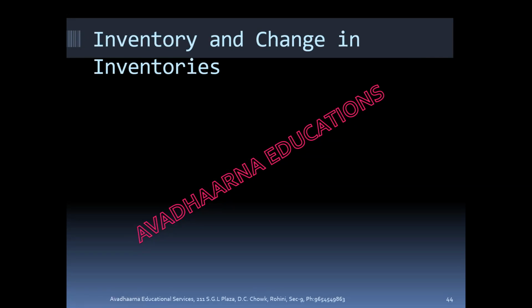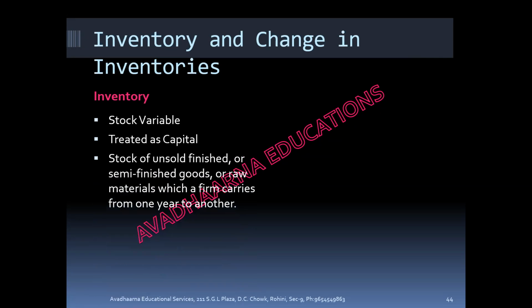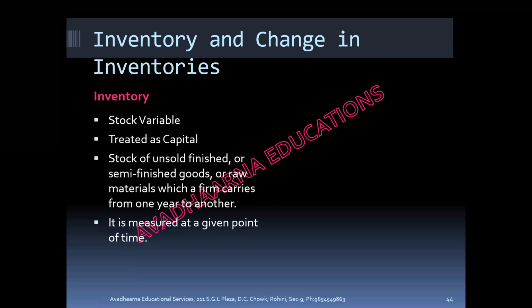Now the next concept which we'll talk about is inventory and change in inventories. Inventory is a stock variable. It is treated as capital. Stock of unsold finished or semi-finished goods or raw material which a firm carries from one year to another is termed as inventory. Inventory is measured at a given point of time, and that is why, the first point, it's a stock variable, because it is measured at a point of time.